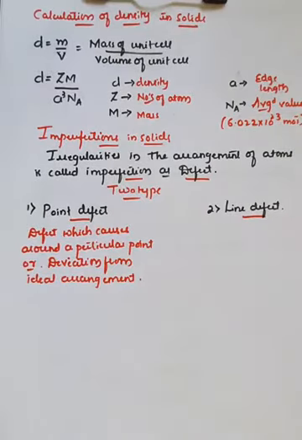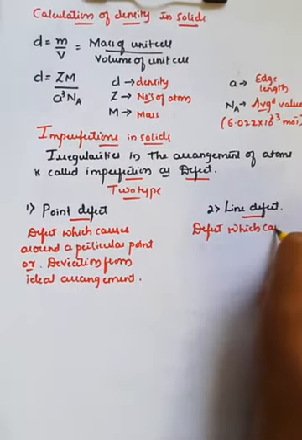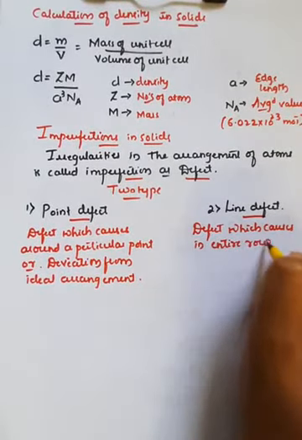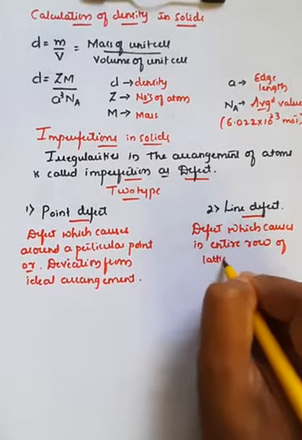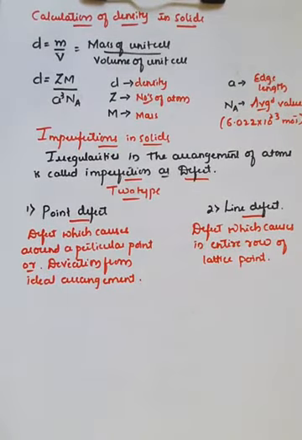And in case of line defect, what happens? The irregularities or deviations from the ideal arrangement occur in the entire row or entire column. So it is the defect which causes irregularity in an entire row of lattice points. In a particular arrangement of lattice points, if there is a complete missing of one line, whether in terms of row or column, that is generally recognized as line defect.